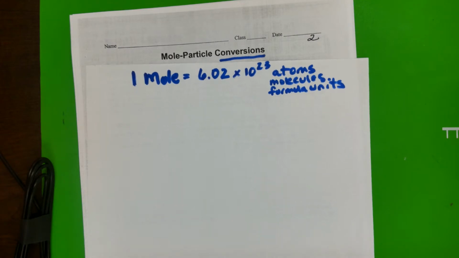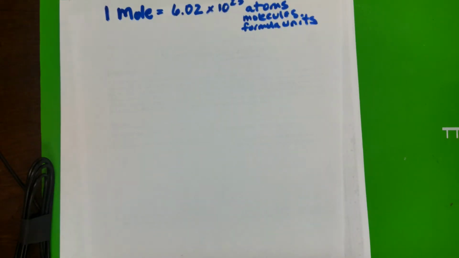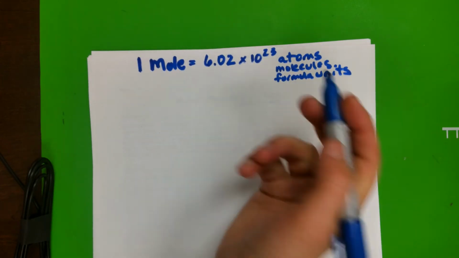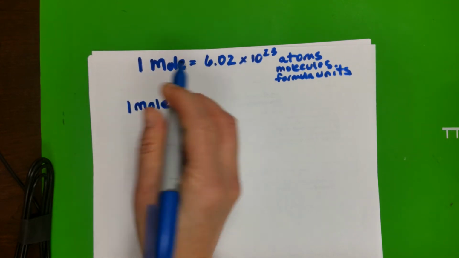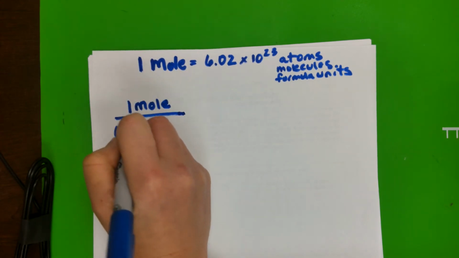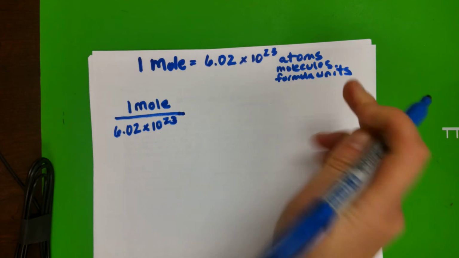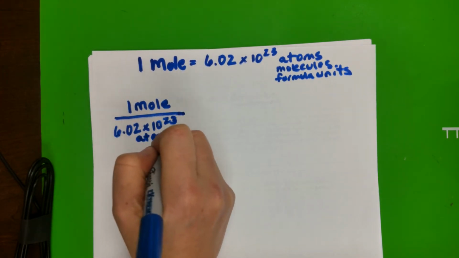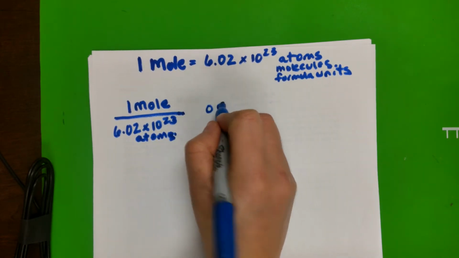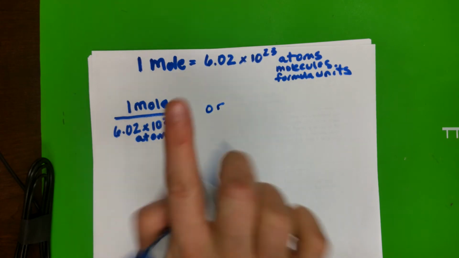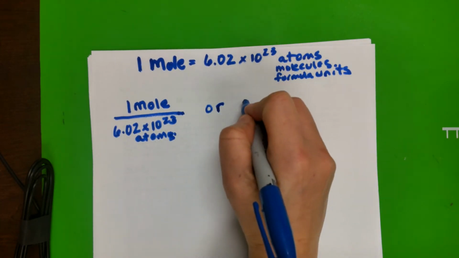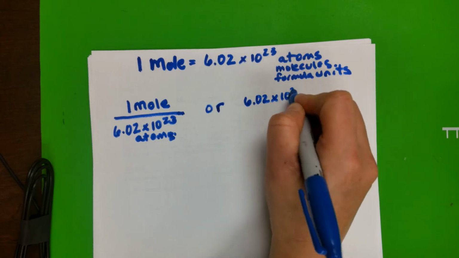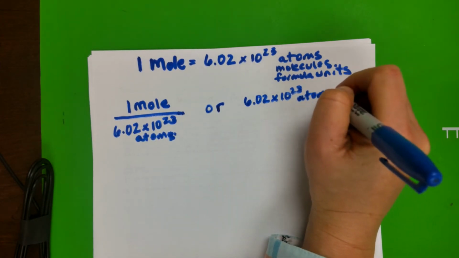If you understand this, you'll have a basic idea of what you need to understand before you start any kind of calculations. For conversions, you will either write 1 mole over 6.02 times 10 to the 23rd, and for simplicity we'll put atoms, or it could be vice versa. So you're going to pick one of those when you're doing conversions. It could be 6.02 times 10 to the 23rd atoms on the top.